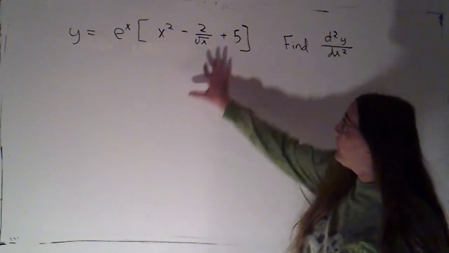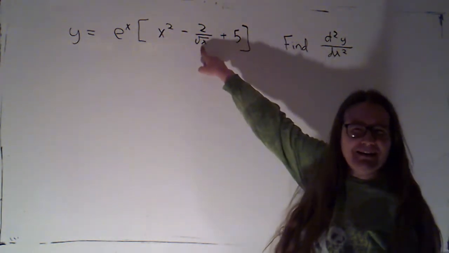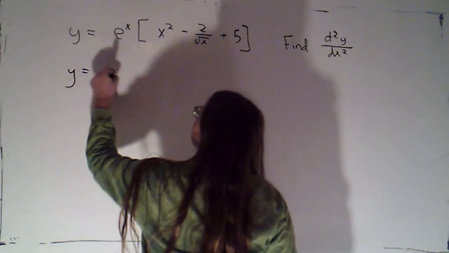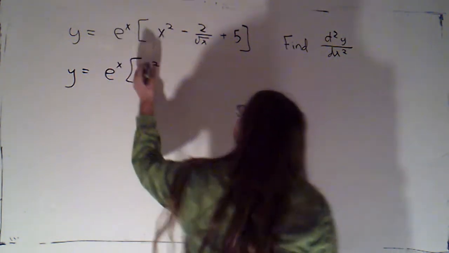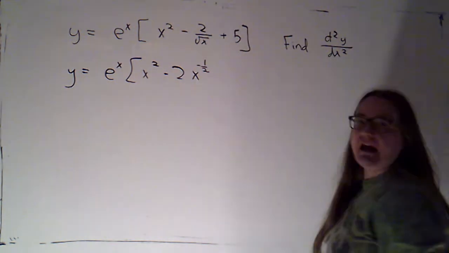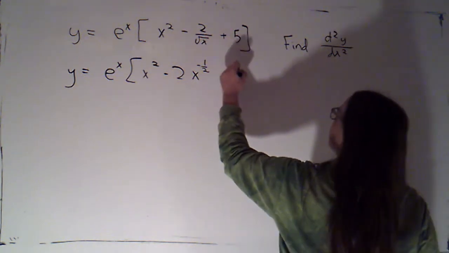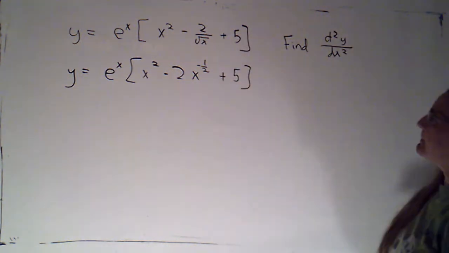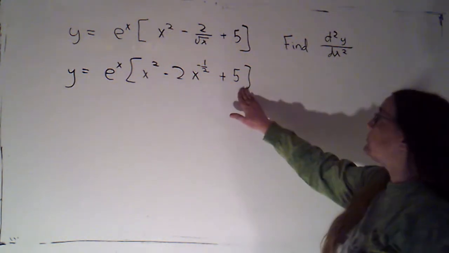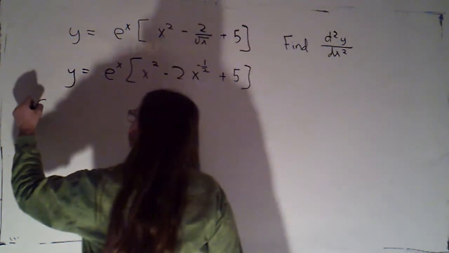All right, I can see before I take any derivatives at all, I'm going to want to rewrite that piece. I've got a root in the denominator. I want to rewrite that as a power. So I'm still talking about y. It's e to the x times (x squared minus 2x to the negative 1/2 plus 5). Negative because it's in the denominator, 1/2 because it's the root. Now I've got a product of an exponential function and this, which is just a sum of powers and a constant. So let's take the first derivative.